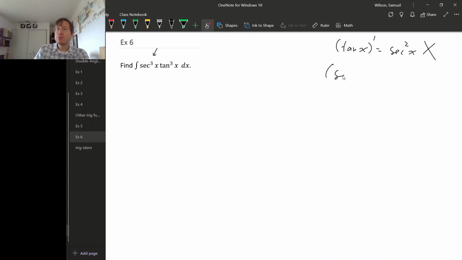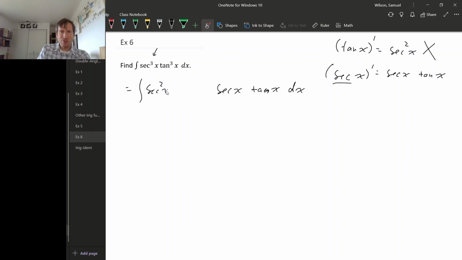But remember, one other possibility is that the derivative of secant is secant x times tangent x. So if we can set aside a secant and a tangent for a u substitution and only have secants left, then we're all set. If we set aside one factor of secant and one factor of tangent, what does that leave us with? It leaves us with a secant squared and a tangent squared. Can we turn everything here into secants? Yes, because we have tangent squared. According to the Pythagorean identity for tangents and secants, tangent squared is secant squared x minus 1. So we have that times secant x tangent x dx.